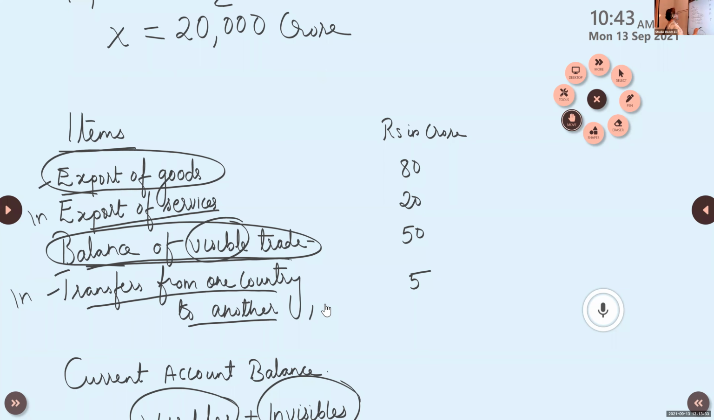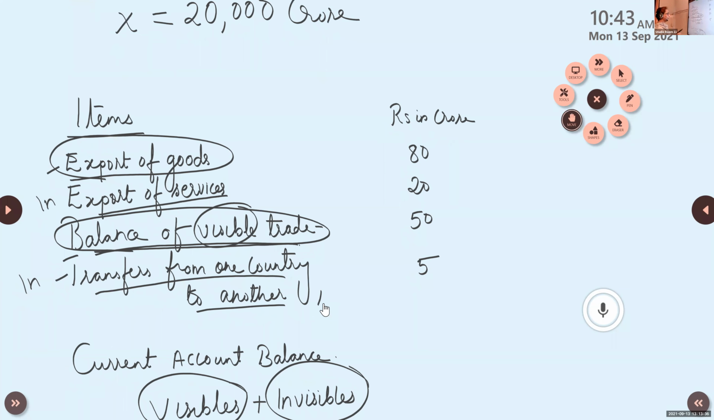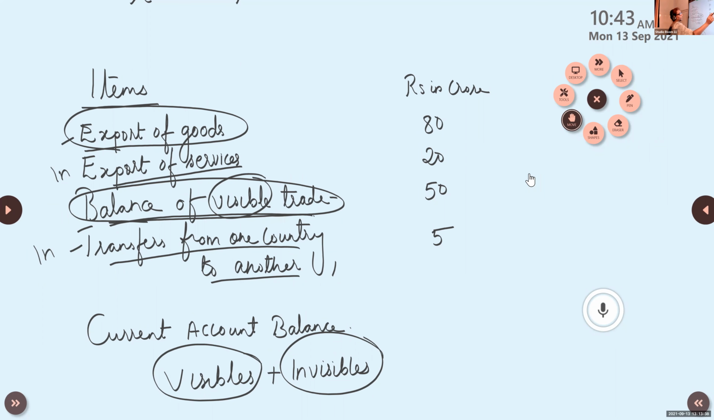Sharath, in the visible item, what number do we have to take? 50. Okay, correct. Then we have to take the invisibles. In these invisibles, what all comes? Transfers from one country to another, and export of services. So all together, how much now? 75 crore.